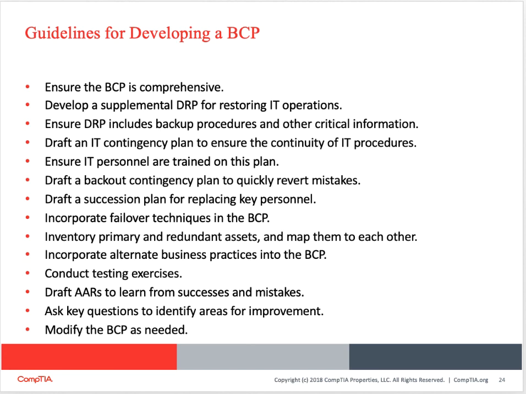This, as I said before, is a very large document. We're going to want to hit all possible things that may happen and ensure that we stay viable in case the worst happens, in case there's a disaster. So we're going to want to also develop a supplemental DRP, disaster recovery plan, for restoring our IT operations. We have to make sure that this DRP is going to have backup procedures for our critical information.